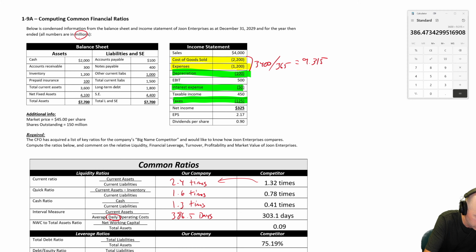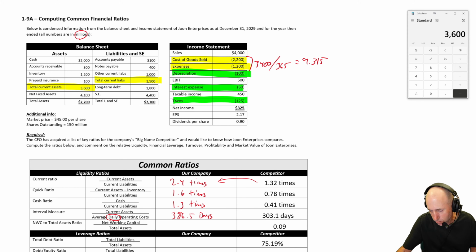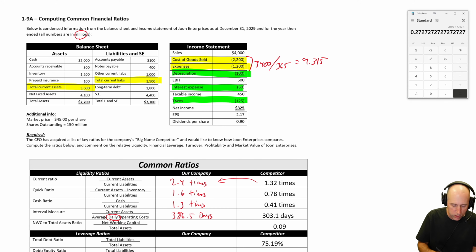So net working capital is current assets minus current liabilities. So current assets not divided by, but minus. So 3,600 minus 1,500, 2,100, all divided by total assets, which in this case is 7,700. So I'm going to divide by 7,700, and I get 0.27, 0.273, I suppose.